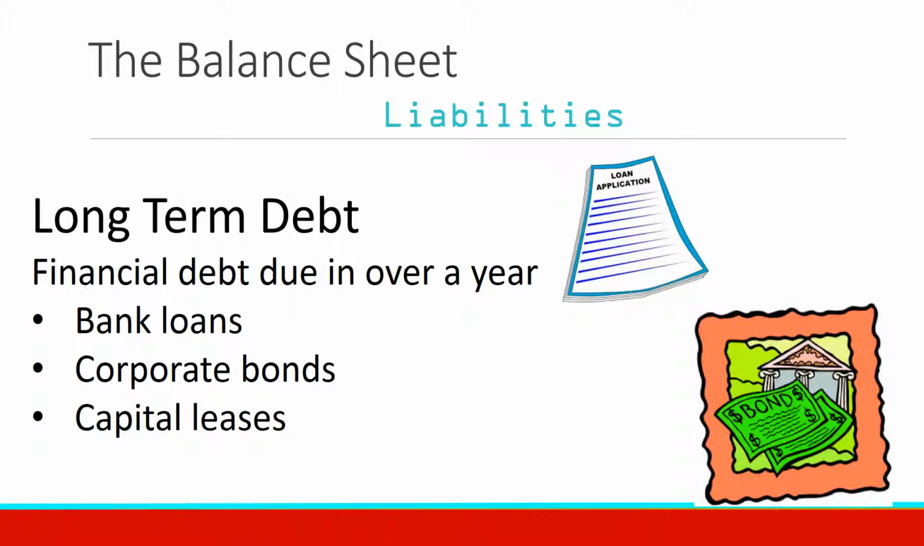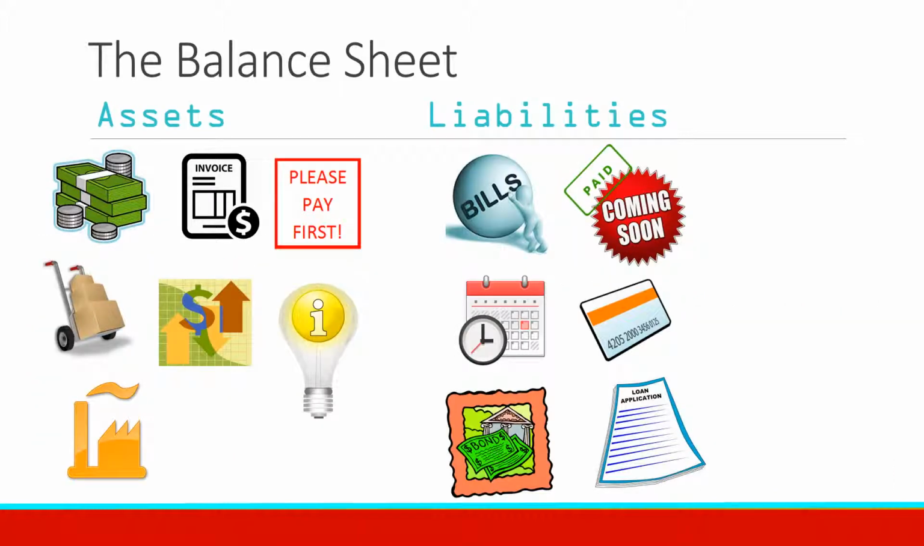The types of debt we're thinking about here are financial obligations, where there's principal that accrues interest. The firm is going to owe money to a variety of different outside parties. One type of long-term debt is bank loans, another are corporate bonds, and the final one that we often find are capital leases.